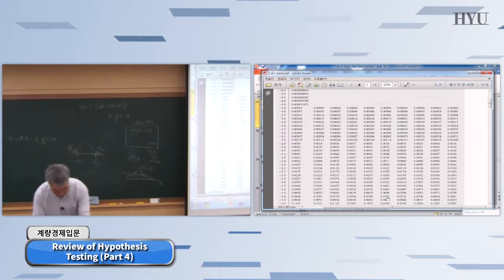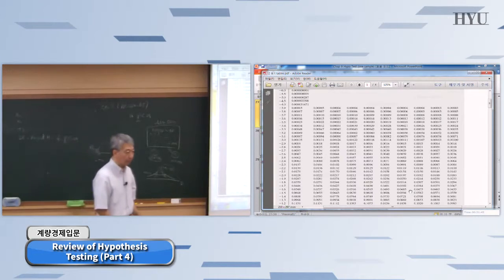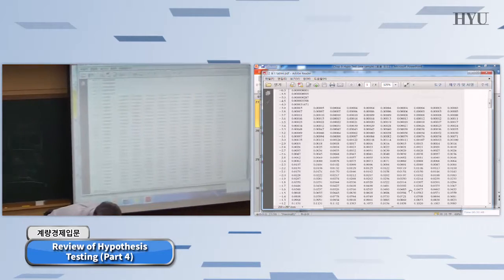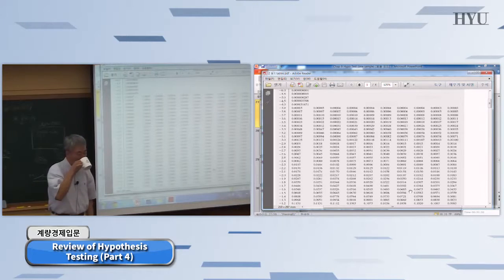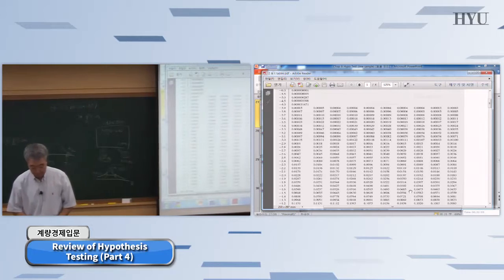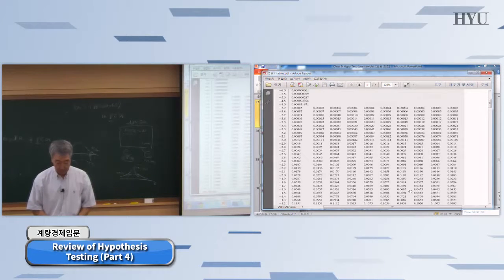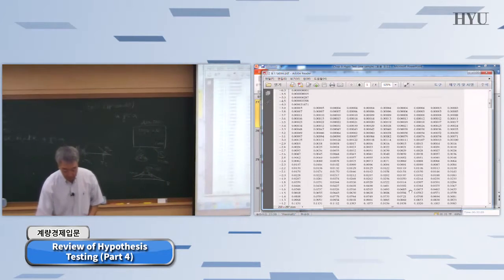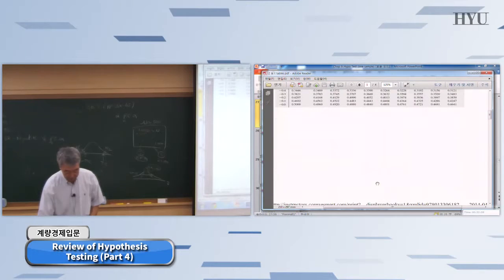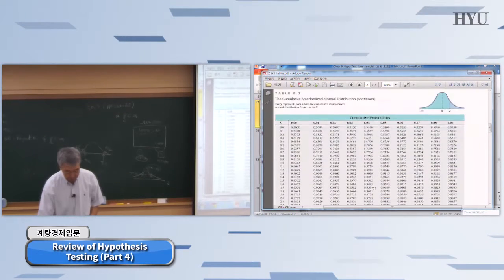0, 1, 2, 3, 4, 5, 6. Okay. So 0.0721, right? That would be your half of p-value. So if you multiply it by 2, that would be something like 0.14 something, 0.1415. Okay. Well, unfortunately, we are running a t-test here, so you can't use the z-table.